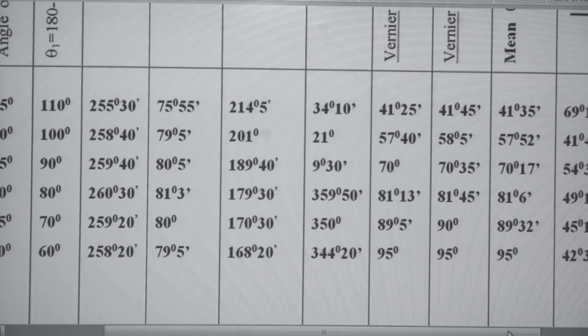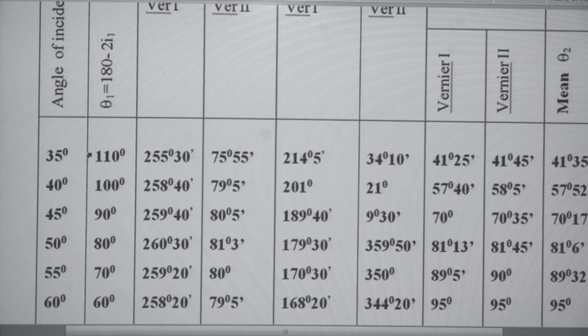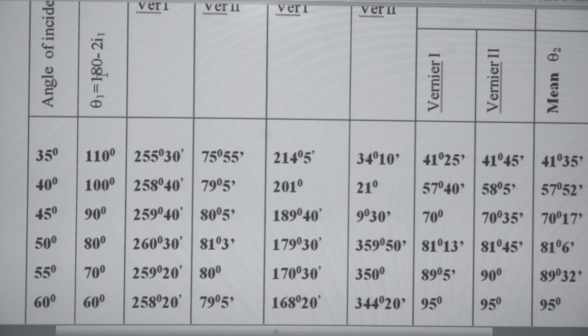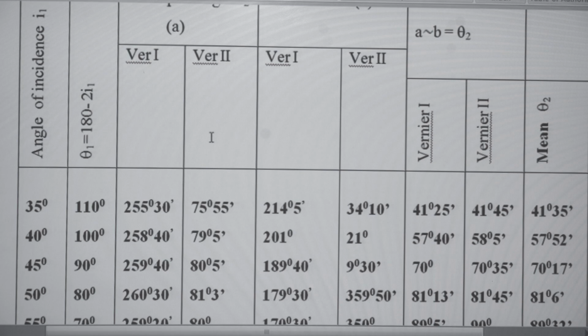now initially we selected an angle of incidence I equal to 35 degree. Then the telescope is rotated through an angle of 110 degree because 2I is equal to 70, 180 minus 70, that is 110. So the telescope is rotated through 110 degree. Then we obtain a reflected ray. We are not taking the reading there.